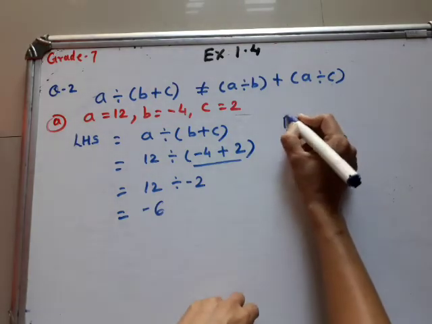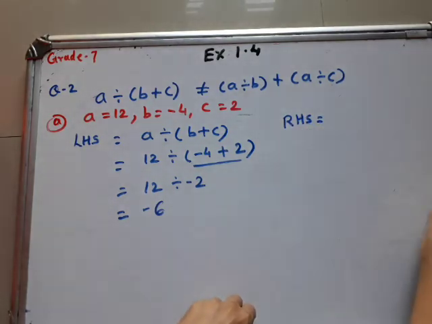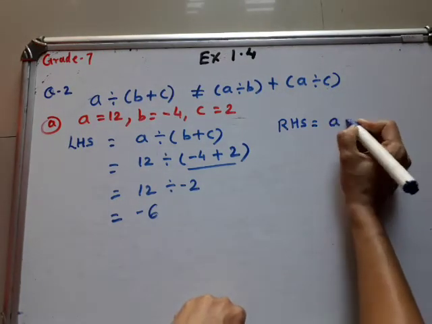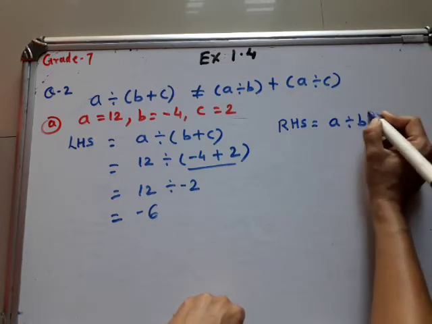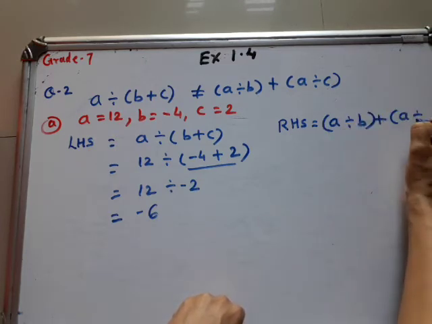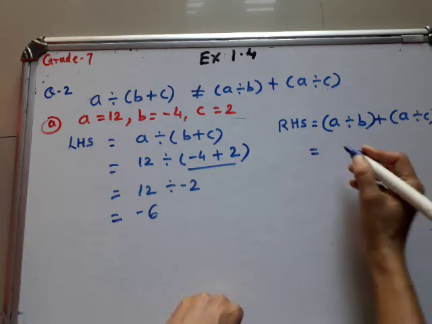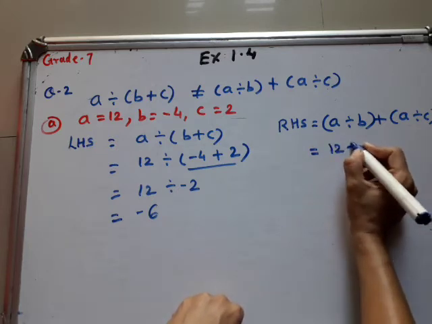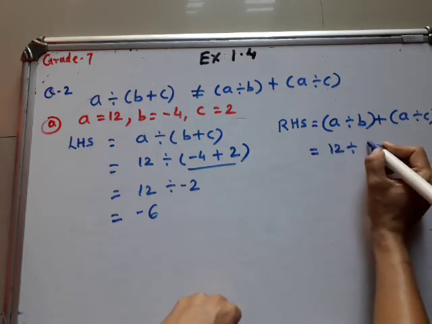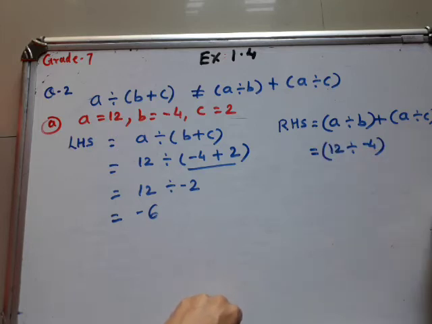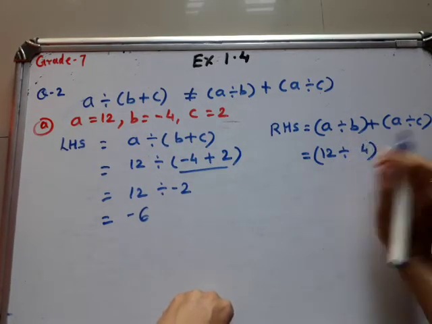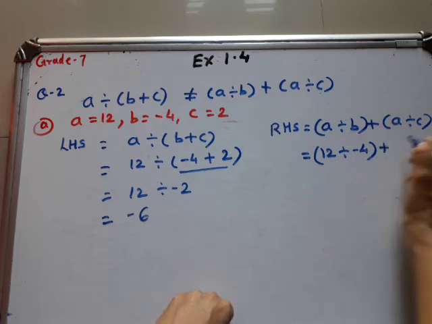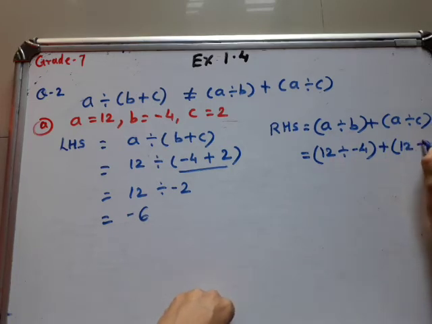Now we take the right hand side. The right hand side is a divided by b plus a divided by c. So again we put the values. A is 12 divided by b, which is minus 4, then plus a, which is 12, divided by c, which is 2.